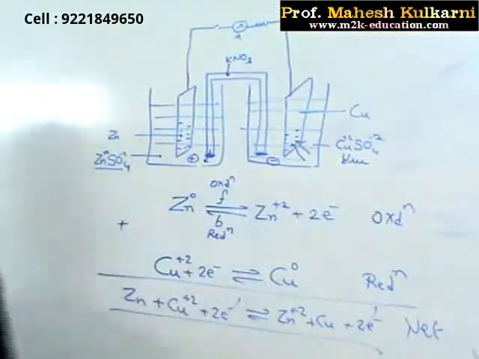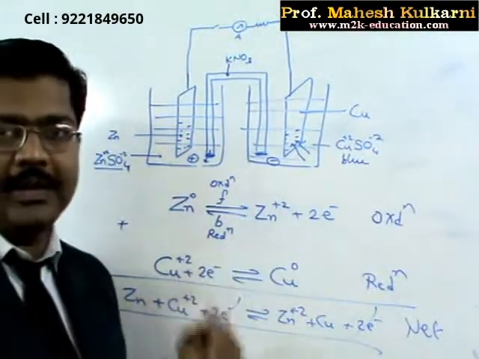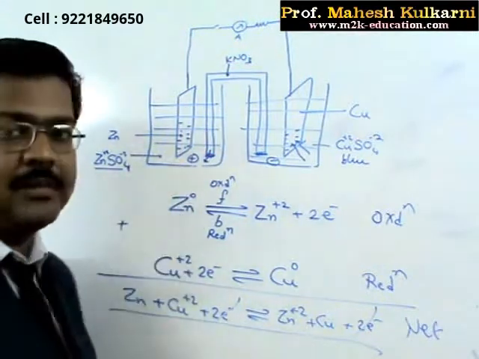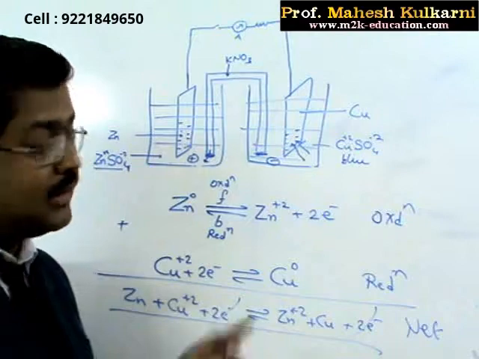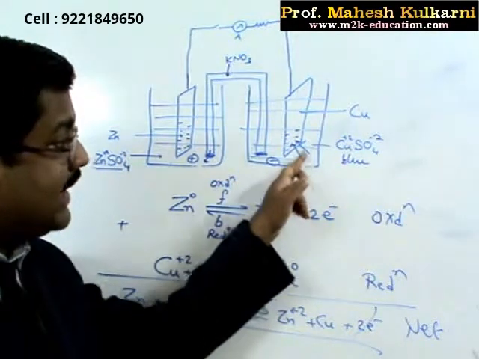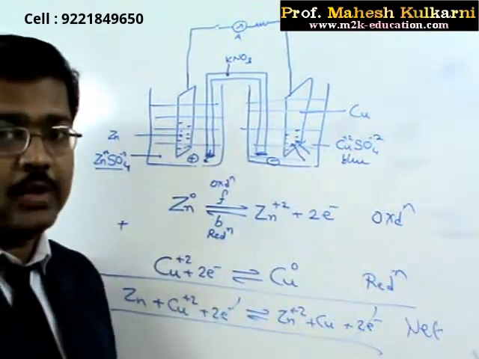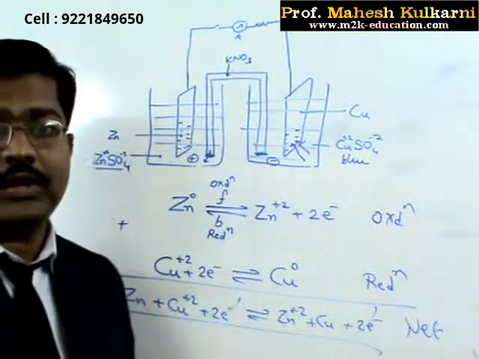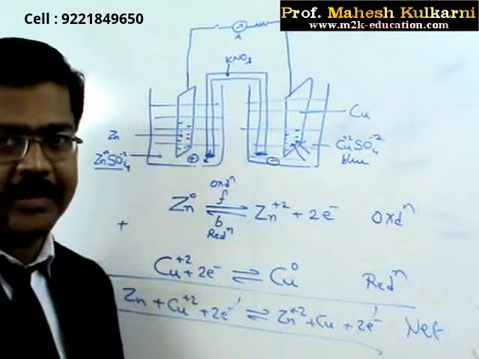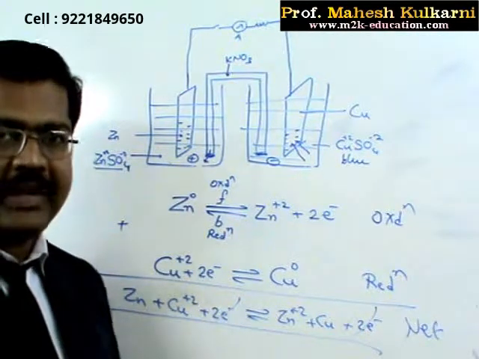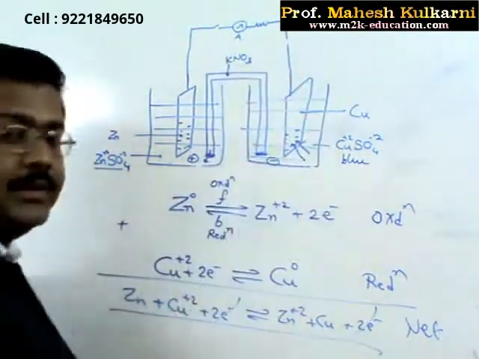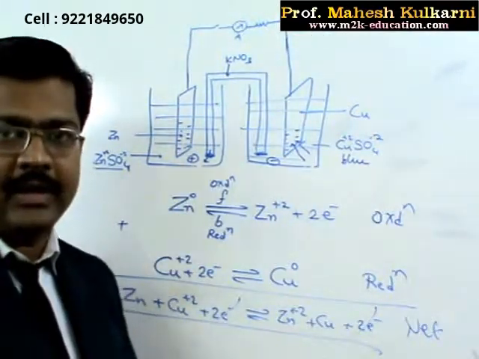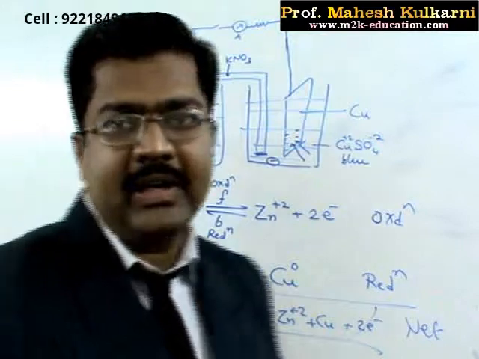Now this cell will continue working as long as the zinc plate does not dissolve completely, or the entire copper sulfate is not converted into copper, or the amount of potassium nitrate in the salt bridge does not decrease considerably. Either of three things, or the circuit is broken open, and this cell will stop working. So I am giving three conditions.